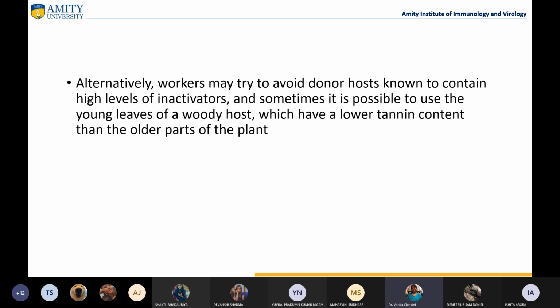So, alternatively, workers may try to avoid donor host plants known to contain high levels of inactivators. Sometimes it is possible to use the young leaves of a woody host because young leaves have a lesser concentration of these phenolics or these compounds. So we try to use those young leaves.